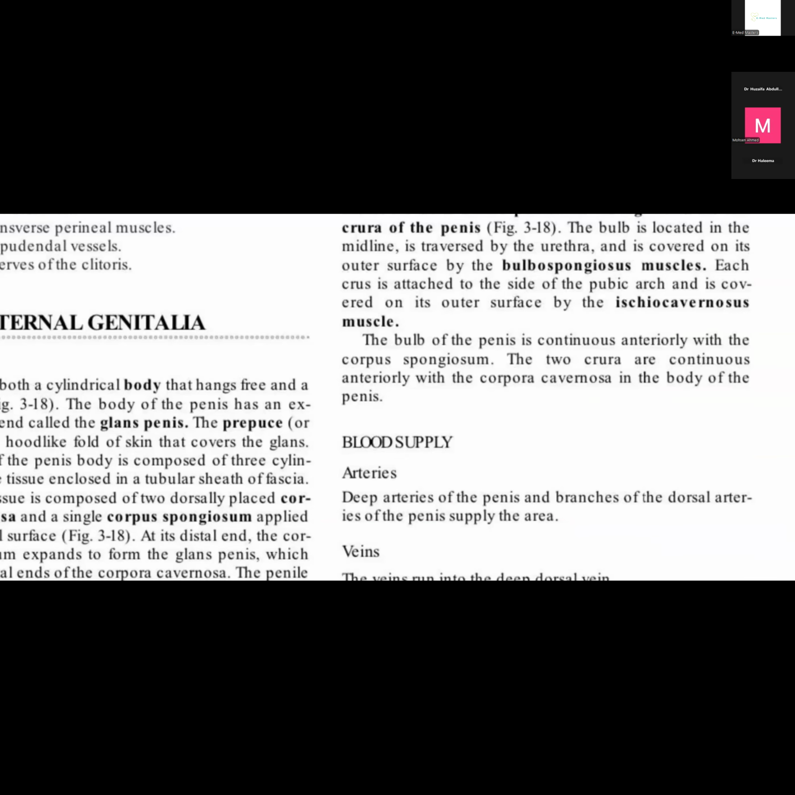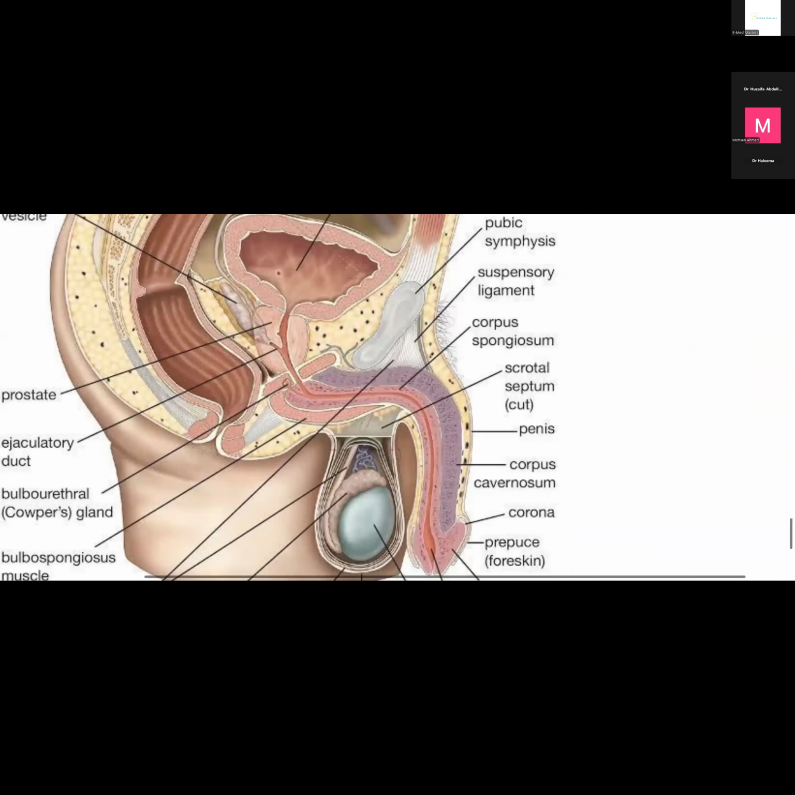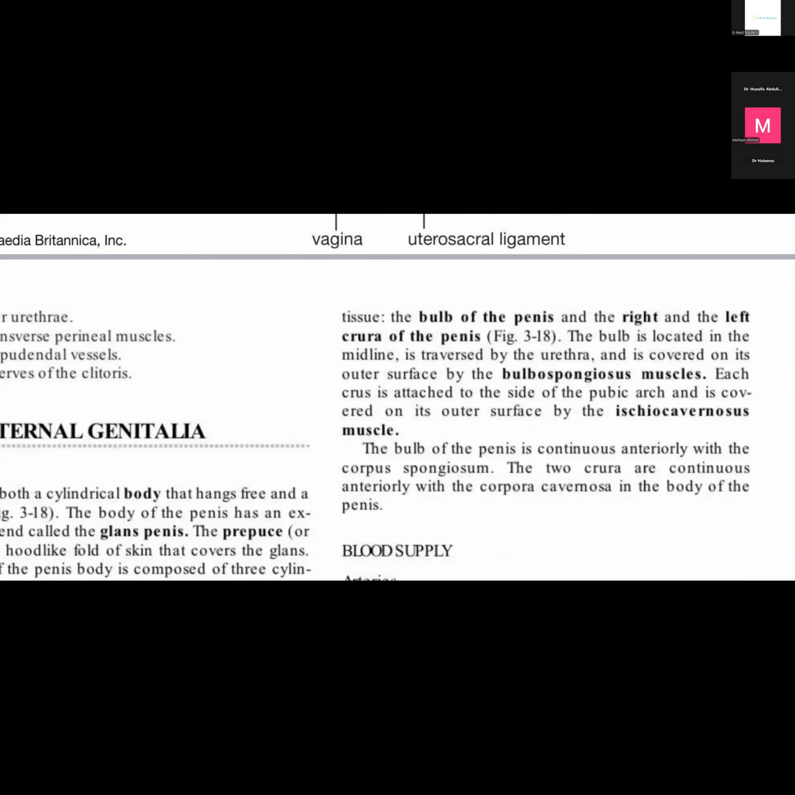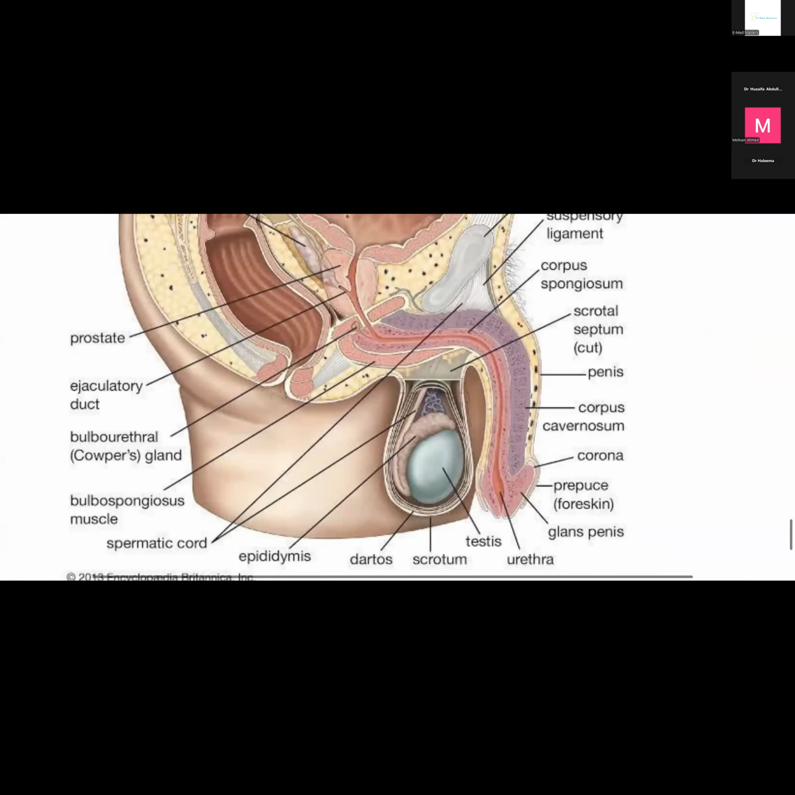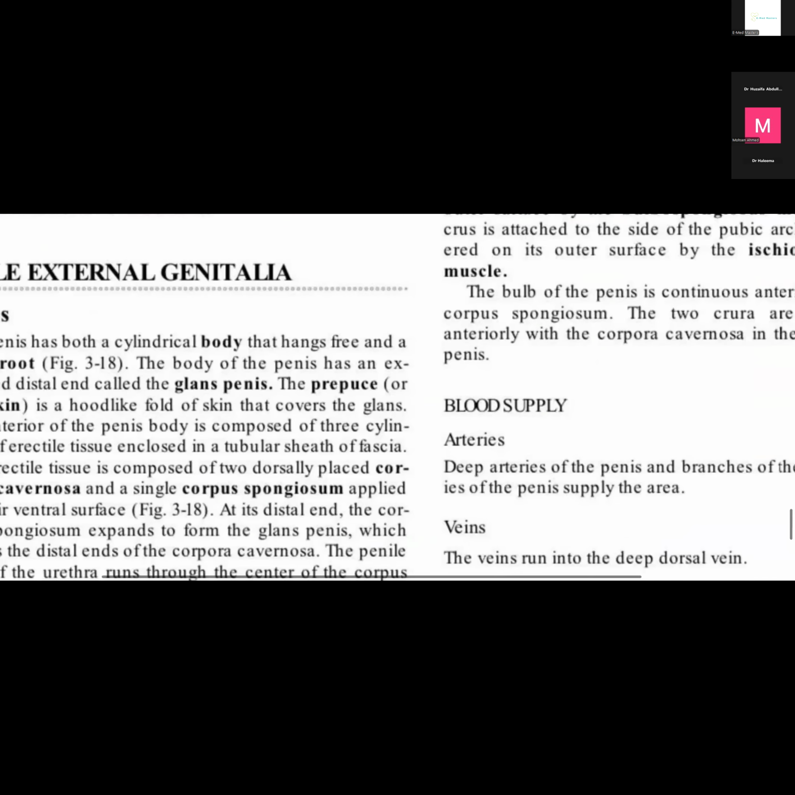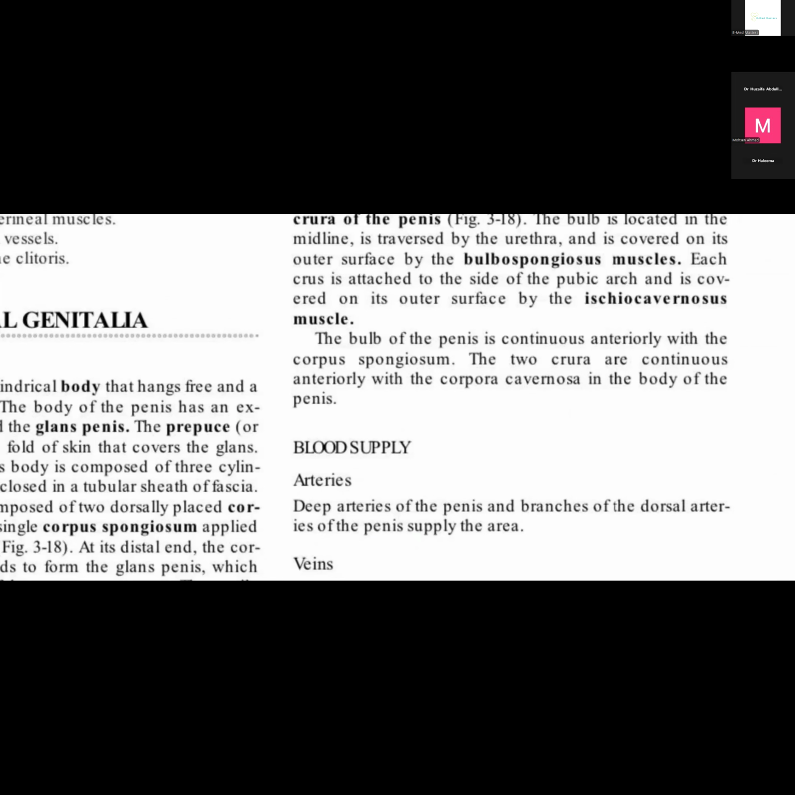As seen, in the middle is the bulb of the penis, and on the lateral sides are the two crura of the penis that are attached to the subpubic arch. The bulb is located in the midline and traversed by the urethra, and it's covered by the bulbospongiosus muscle. As shown in the picture, these are the bulbospongiosus muscles. And each crus is attached to the side of the pubic arch and is covered on its outer surface by the ischiocavernosus muscle. So the bulb is continuous with the corpus spongiosum, and the two crura are continuous with the corpus cavernosum.